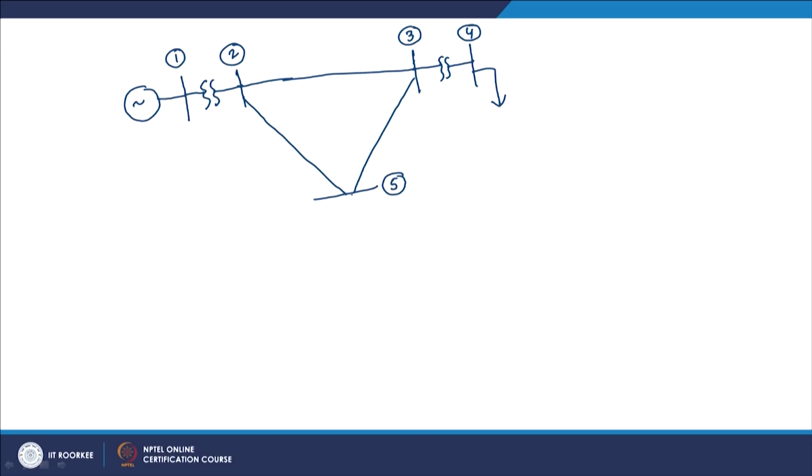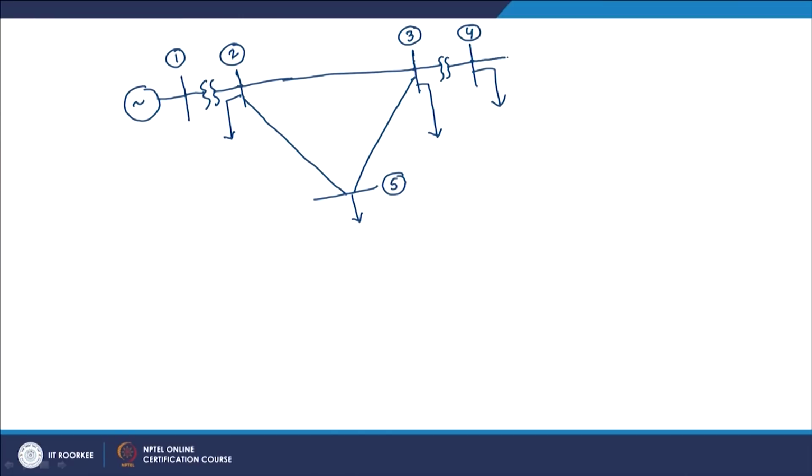And of course, there can be load at this point, at this point, and at this point. So, this is just a very typical instance of a general power system in which we have one generator, and also we can have another generator here, with absolutely no problem. So, in this case we have 2 generators, 2 transformers, 3 transmission lines, 4 loads, etc.